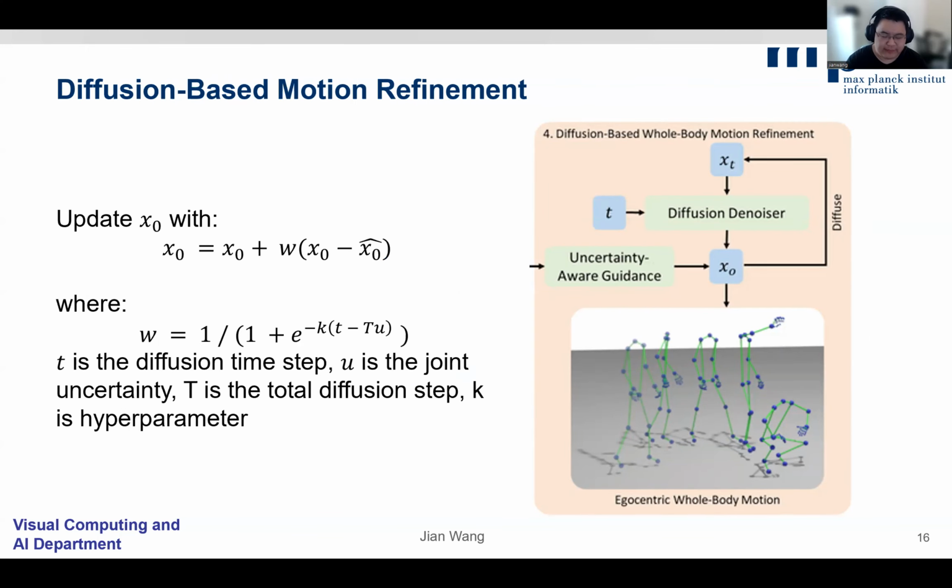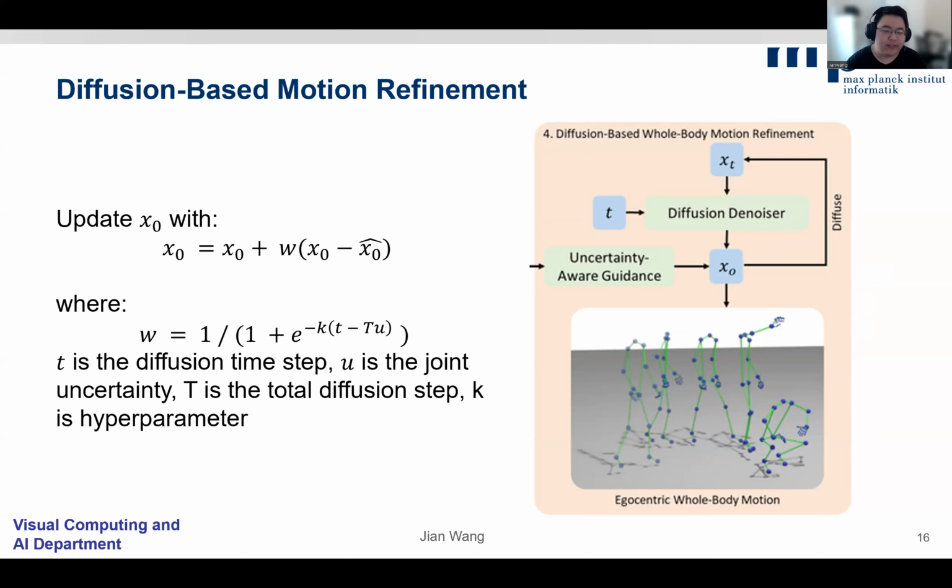So the last part of our method is called diffusion-based motion refinement. This is the place where we solve the self-occlusion issue. From the 3D heat map, we can get not only the 3D body joint locations, but also the uncertainty of each joint. For example, if a joint is occluded, then the uncertainty on that joint will be relatively high. If a joint is clearly visible, the uncertainty will be quite low.